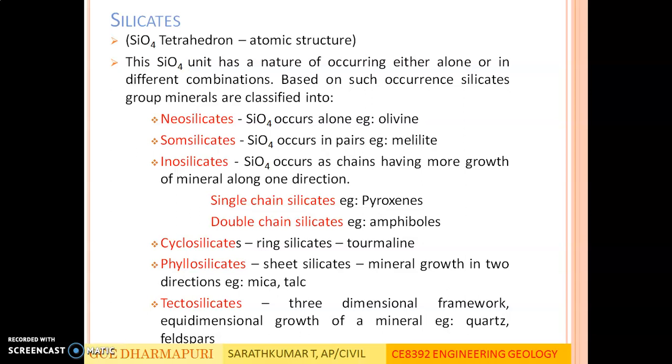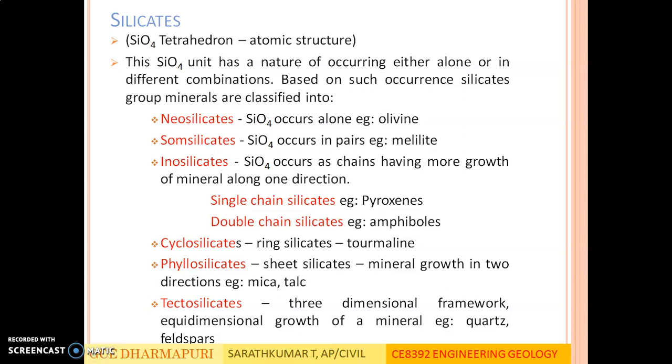The other thing is cyclosilicates. This SiO4 occurs in a ring structure. Example, tourmaline. Similarly, you have phyllosilicates. These are sheet silicates, with mineral growth in two directions. In inosilicates you have mineral growth in only one direction, whereas in phyllosilicates you have mineral growth in two directions. Example, mica and talc. The last one is tectosilicates. Here, the three-dimensional framework gives rise to equidimensional growth of a mineral. Example, feldspar and quartz.